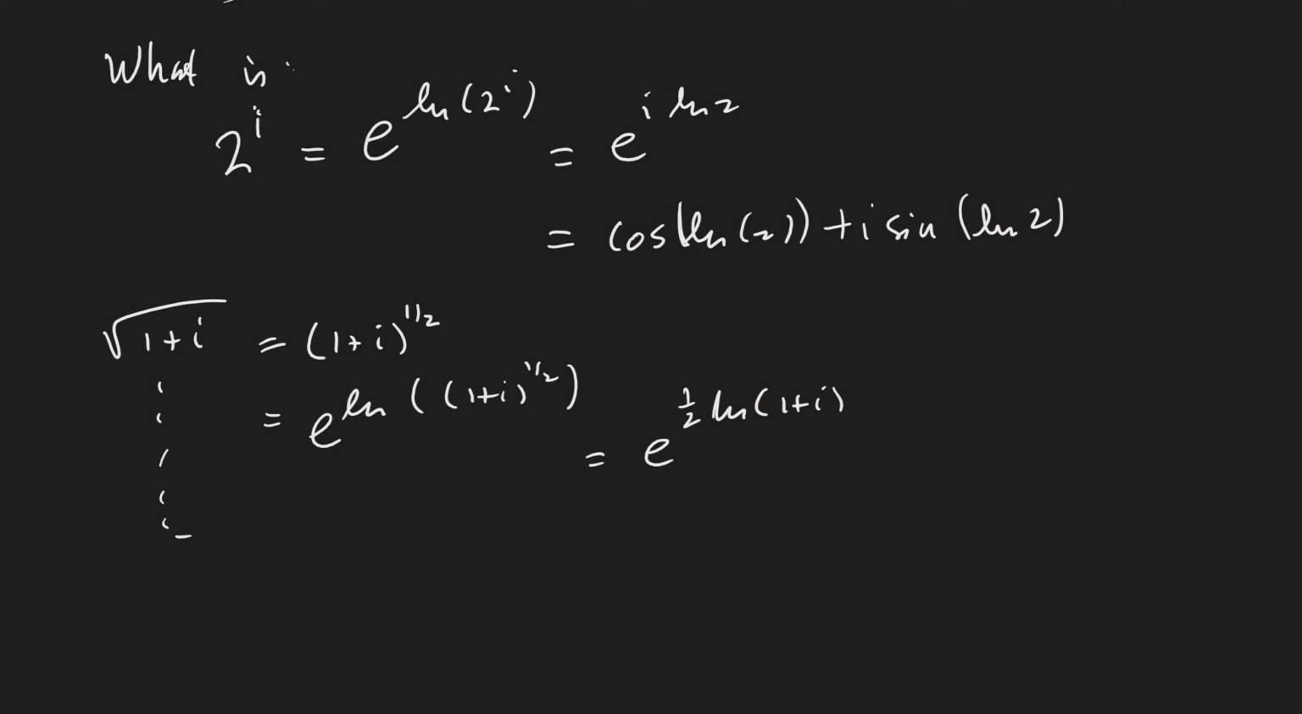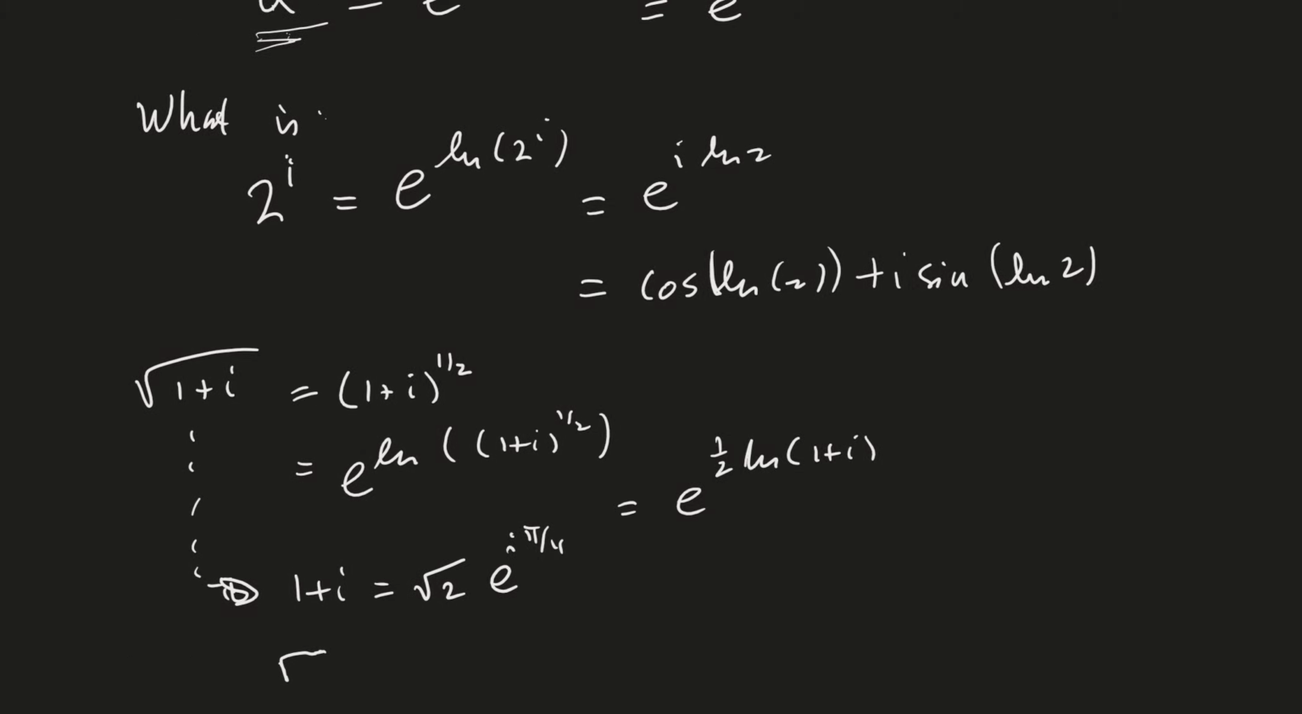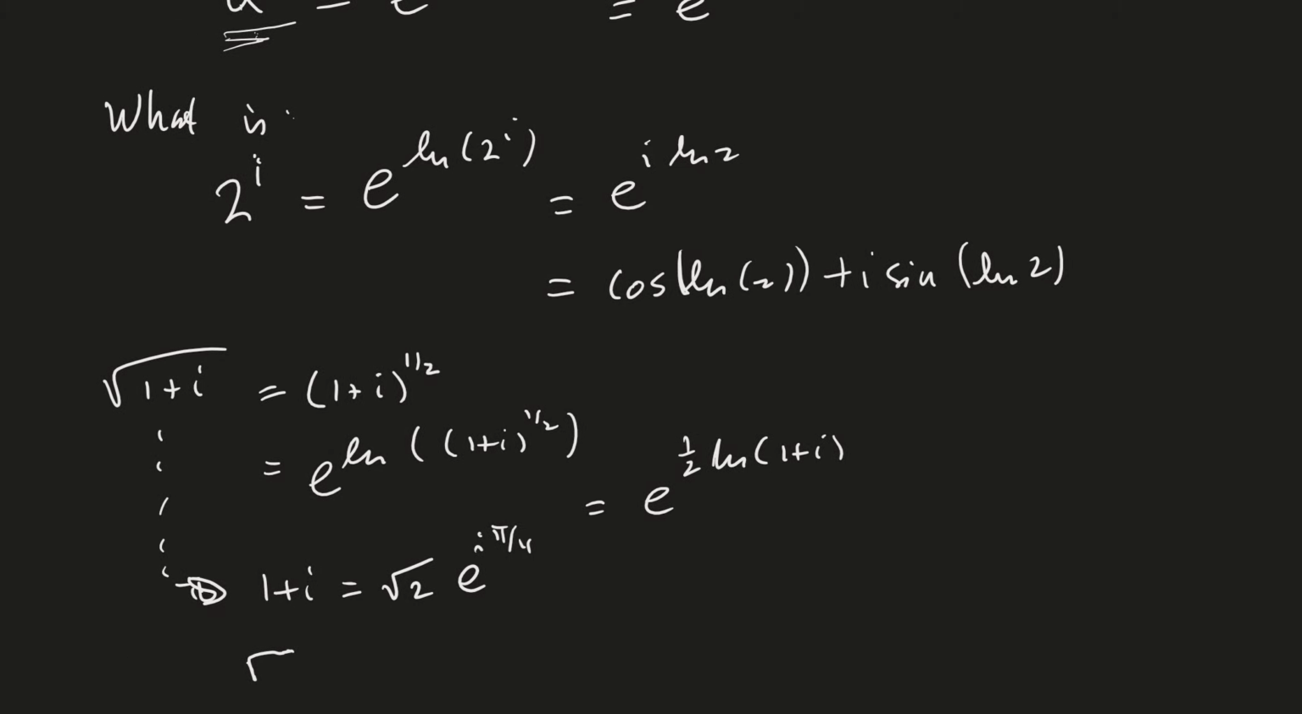So an alternative route is to take 1 plus i and rewrite that as the square root of 2 times e to the i pi over 4. And now if I take the square root of both sides, now this is already in exponential form. So the square root of 1 plus i is the 4th root of 2 times e to the i pi over 8. Good. So that's kind of fun.